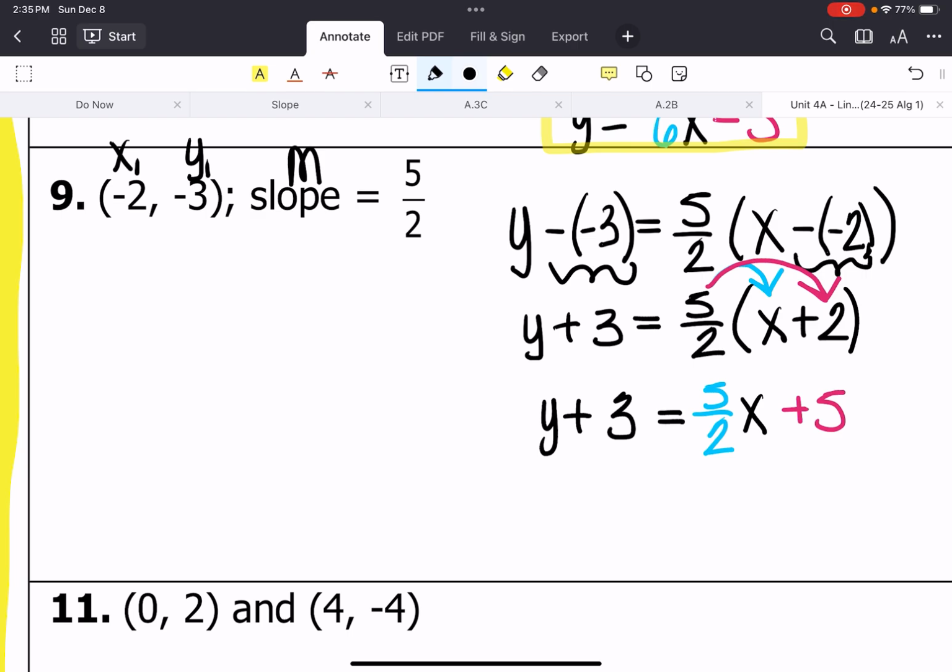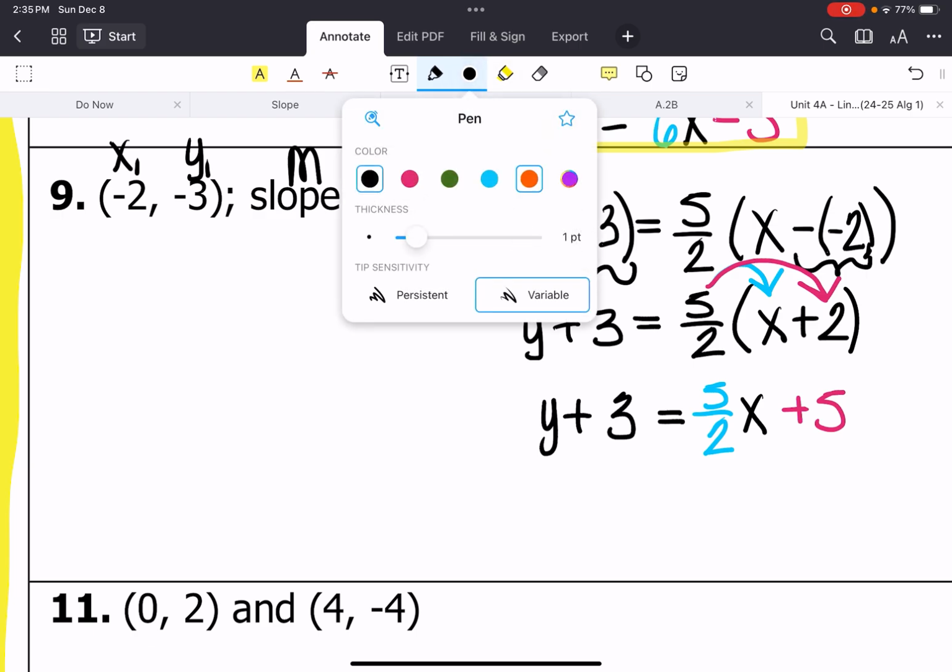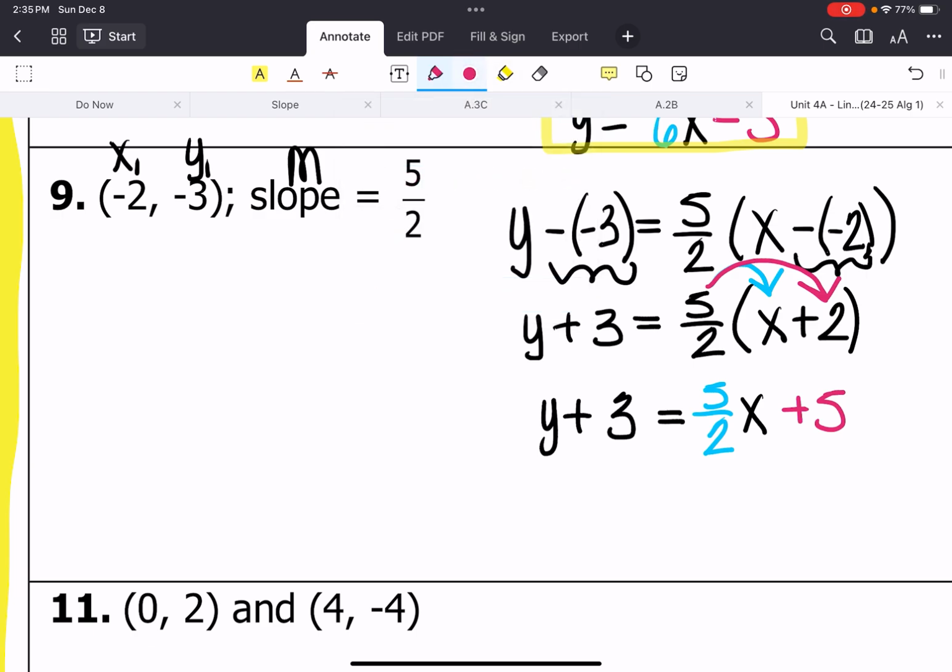Remember, for slope-intercept form, it wants y by itself. Therefore, I need to get rid of this plus 3 that I'm adding to y. And the opposite of adding 3 is going to be to subtract 3. So what you do to one side, you do to the other. 3 minus 3 gives me 0. Y is by itself. Now we have y equals 5/2 of x. And then 5 minus 3 leaves me with 2.